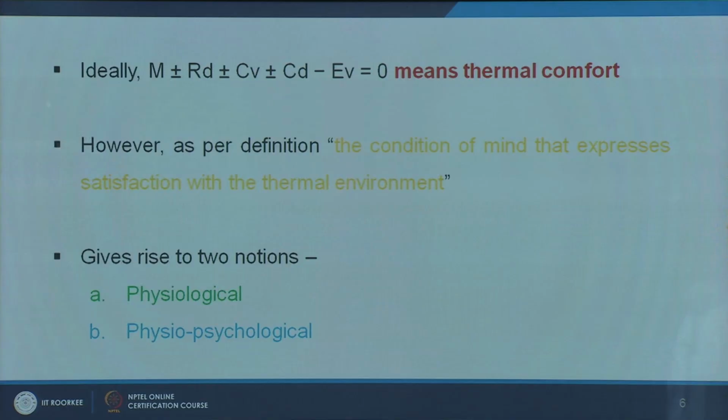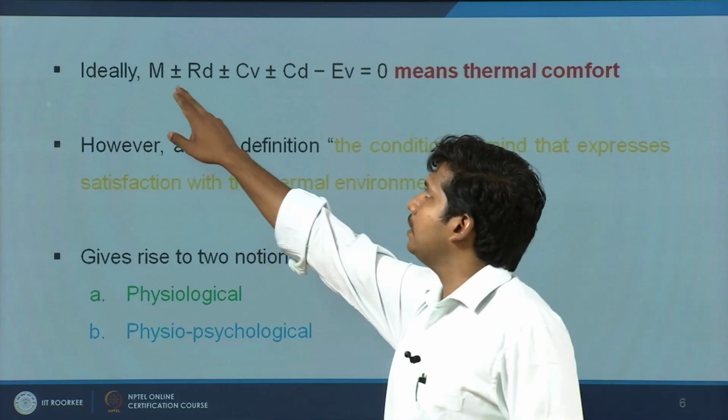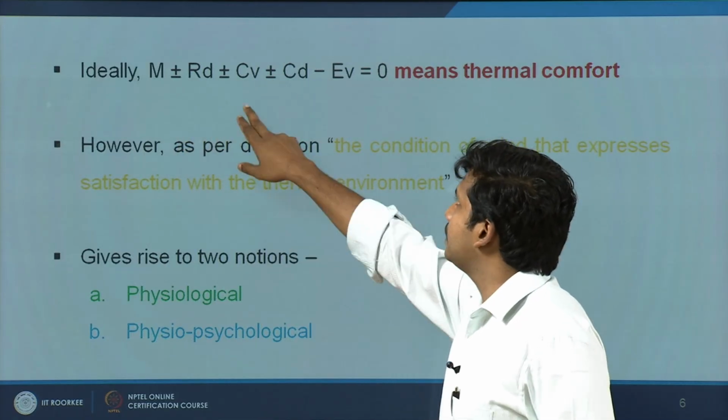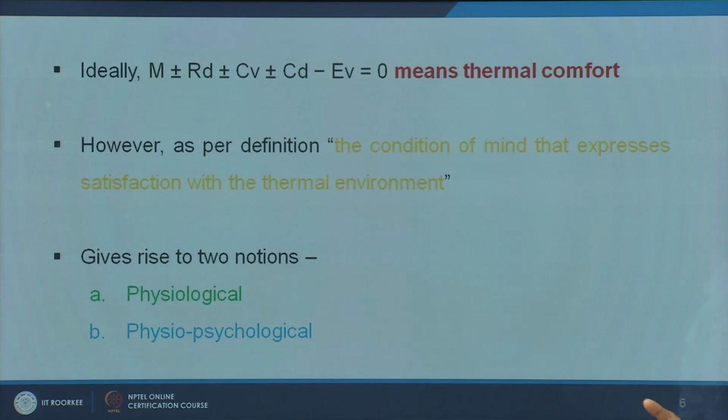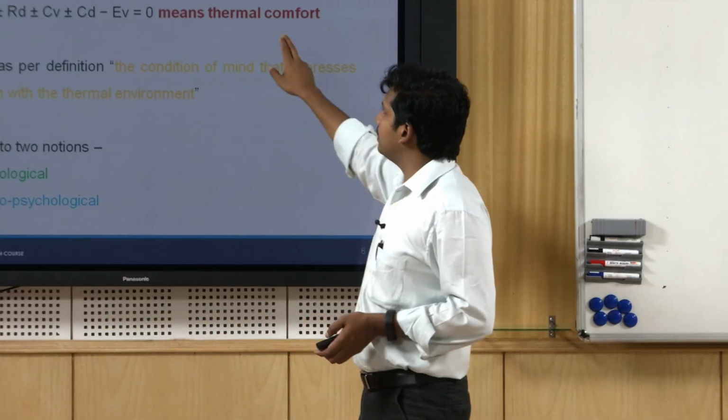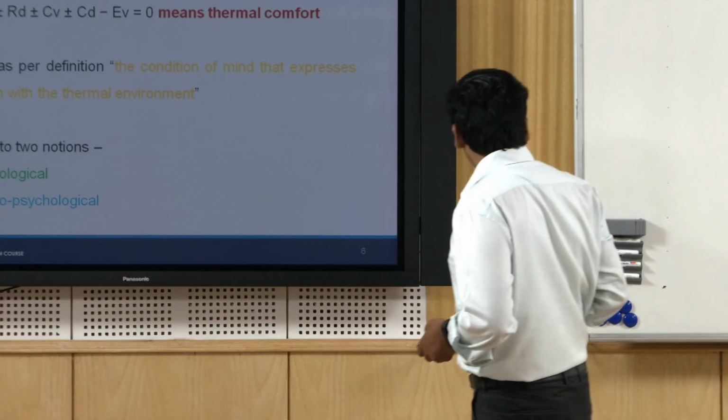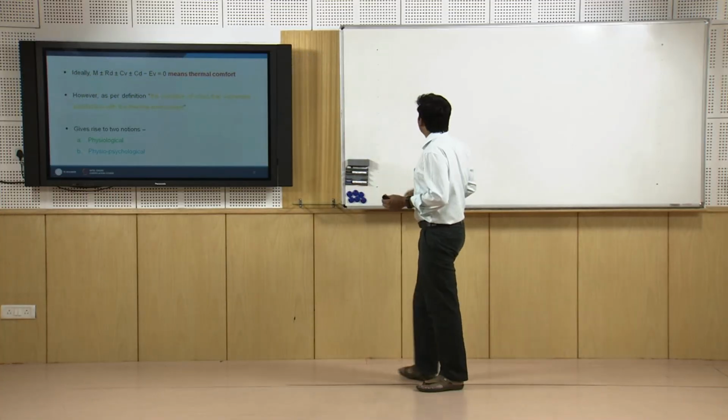If you take an ideal scenario when all these things negate each other, they cancel out, you get 0, which means there is thermal comfort. Ideally we should not be calling this thermal comfort, but we must be using a term called thermal equilibrium.